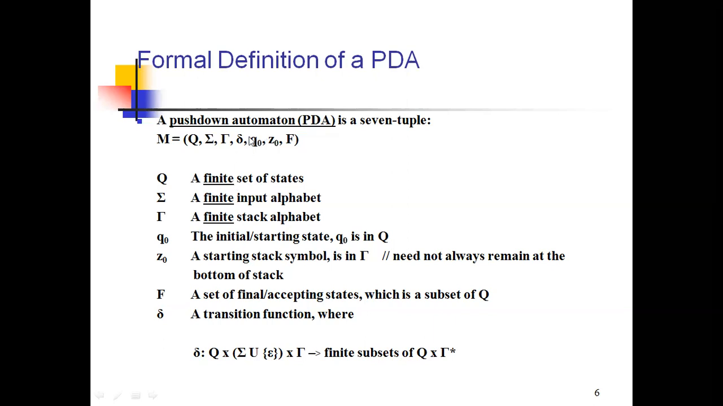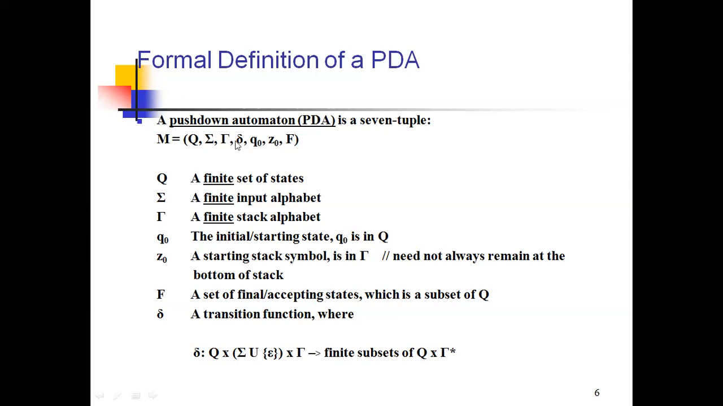And now coming to delta, the transition function, right? The transition mapping function maps a finite set of states, with input alphabet union epsilon and with the stack alphabet, to a finite set of Q into tau star. Q into tau star means the number of states with a stack alphabet. This is the most important transition mapping function. Please make a note of this transition mapping function.